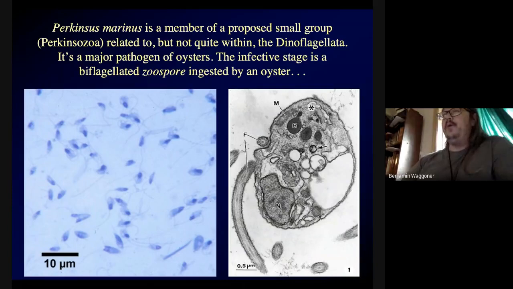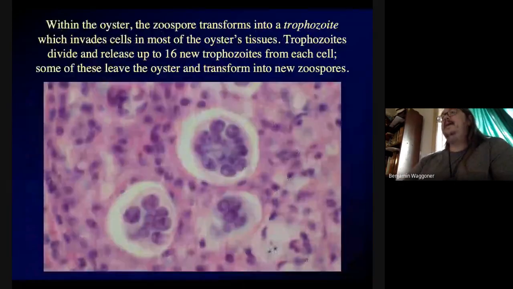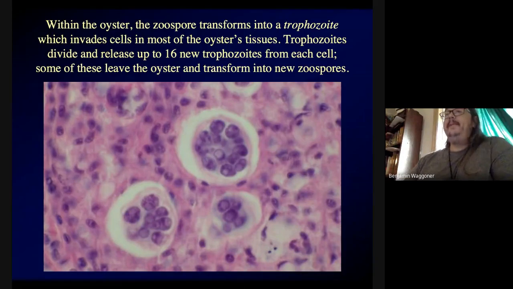The stage that you're seeing, called a zoospore, is ingested by an oyster, because oysters just filter feed and slurp up anything. Within the oyster, the zoospore transforms into a trophozoite stage. You've seen that word before. The trophozoites will invade cells in most of the oyster's tissues, divide, and release up to 16 new trophozoites from every cell. Some of those might reinfect the oyster. Others will leave the oyster and transform into new zoospores, and round goes the circle of life.